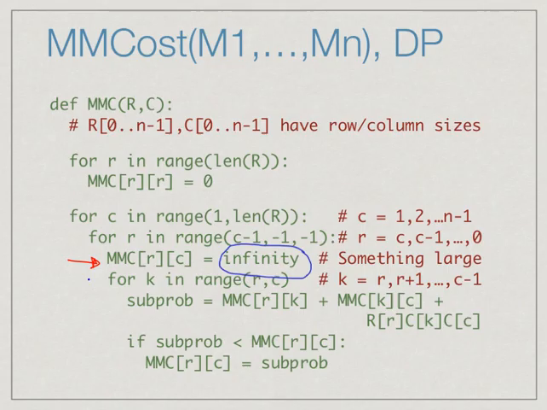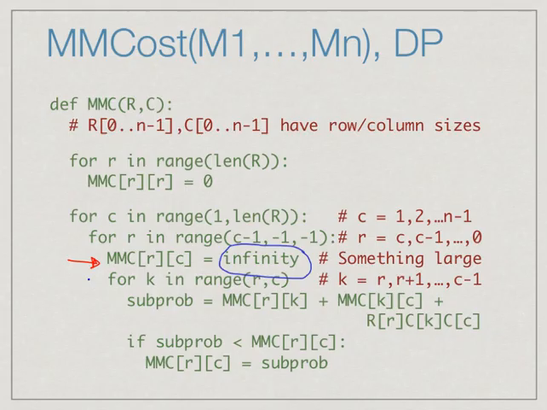Now what is infinity? Well, you can take, for instance, the product of all the dimensions that appear in this problem. You know that the total dimension will not be more than that. So you can take the product of all the dimensions, or a very large number. It doesn't matter, something relative to what the problem has. We have not defined it in the code, but the important thing is that you're computing the minimum.